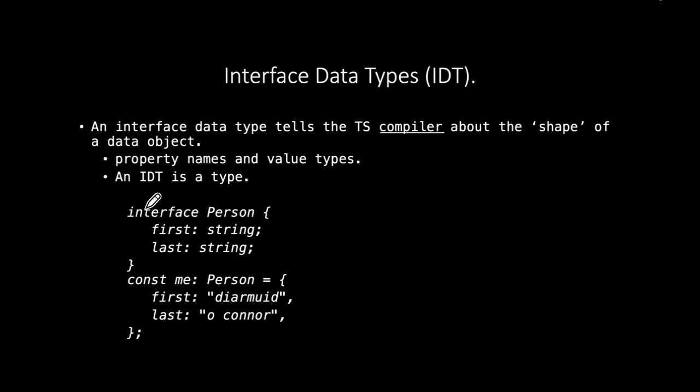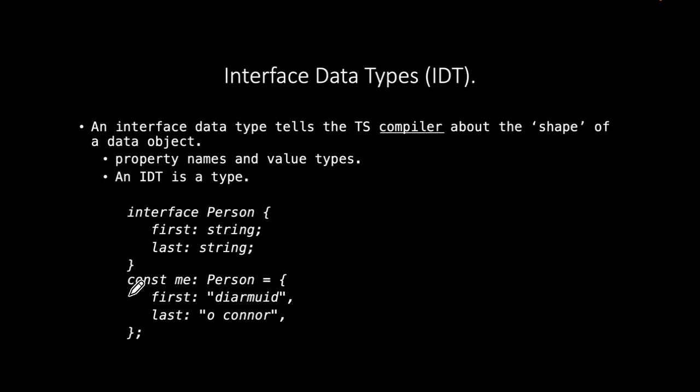This is a declaration of an interface data type for an object, and I've decided to call my type for the object person. So person here now is actually a custom type that I have defined for myself, and it's a custom type for an object structure. And the object I'm saying can only have two properties called first or last, and in this case, they both happen to be of type string.